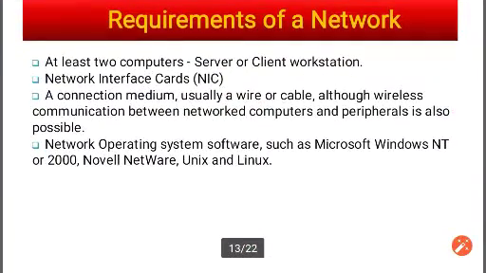Now, what are the requirements of a network? First, at least two computers, that is, a server or client workstation. Then your NIC, the network interface cards. Then your connection. Obviously, if you do not have a connection, then how can you have a network? The connection medium, or you can say the transmission medium, is very important. And the last one is the network operating system. This network operating system can be Linux, Unix, NetWare, Microsoft Windows NT, Microsoft Windows 2000, anything.